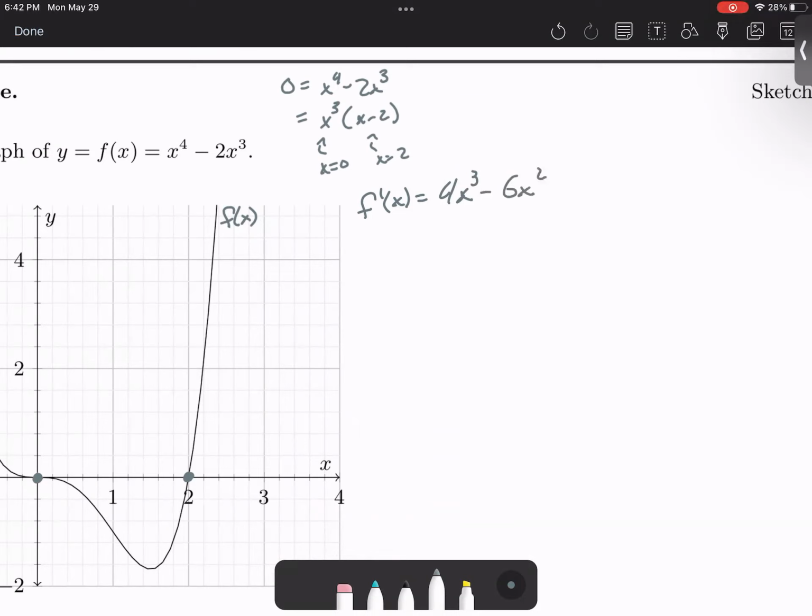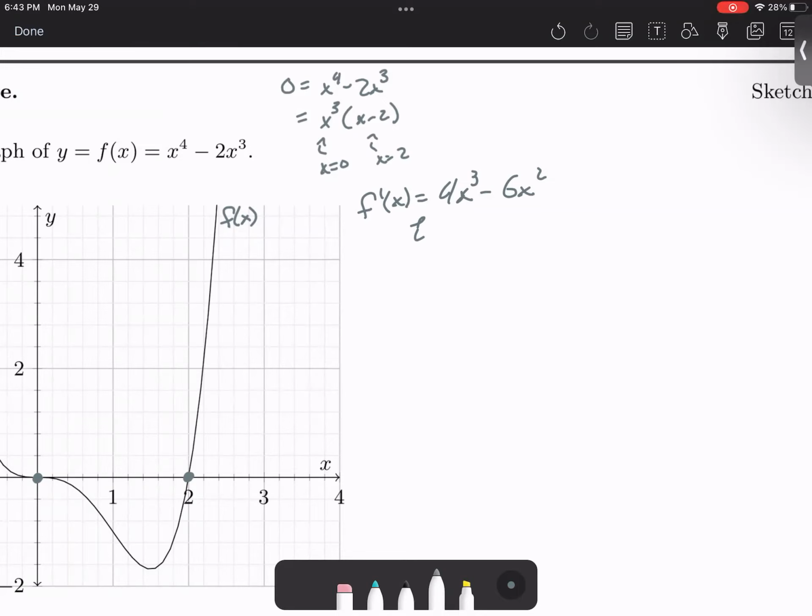The first derivative can change from negative to positive or positive to negative when the original function changes concavity. So let's see where this changes from positive to negative or negative to positive. Those happen at critical numbers. So I need to set my function equal to 0 and see where that happens. And then I need to ask myself, when does this function not exist?